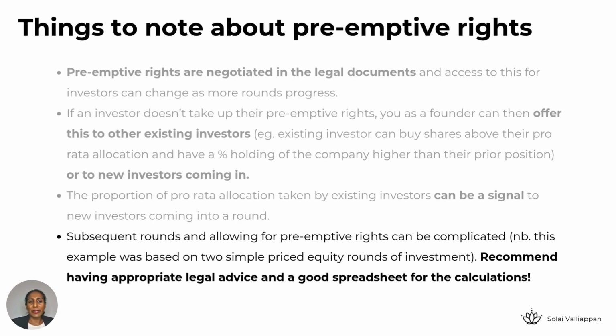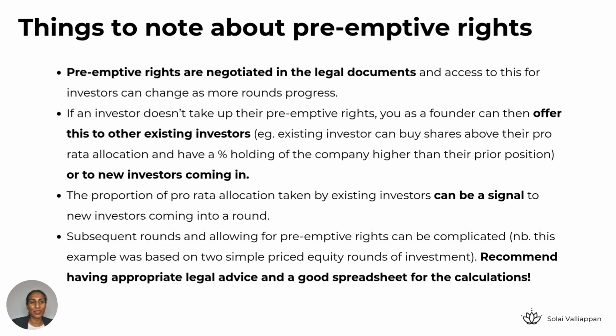And then just remember, subsequent rounds and allowing for preemptive rights can be really complicated. In this example that we've gone through today, it was based on two very simple priced equity rounds of investment. So I definitely recommend having appropriate legal advice and a very good spreadsheet for the calculations. So here's a summary of just a few things to note when you're thinking about the preemptive rights. It can be a little bit complicated. So yeah, I definitely recommend having a really, really good spreadsheet to understand where allocations should go.